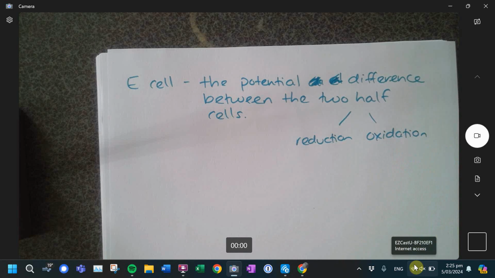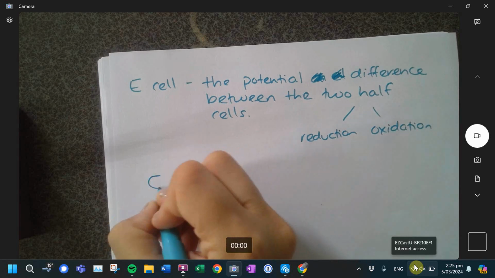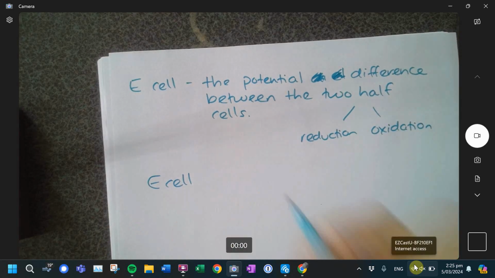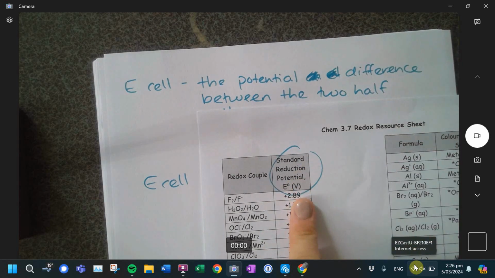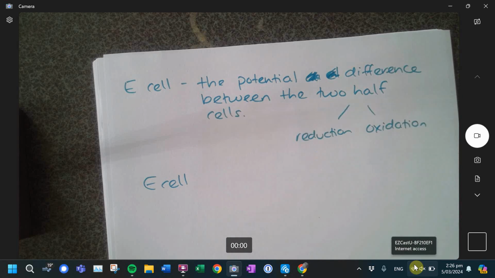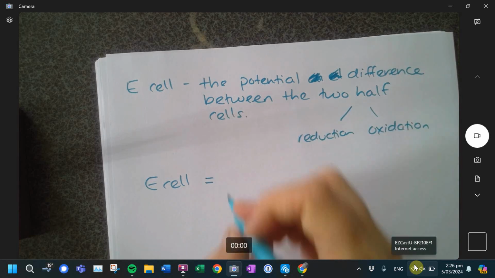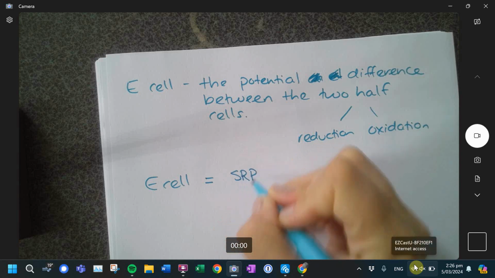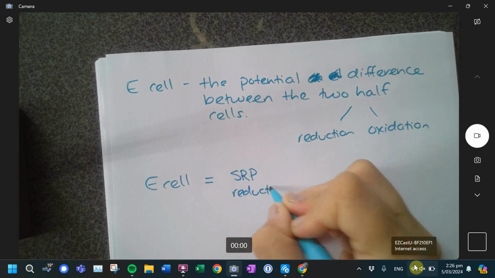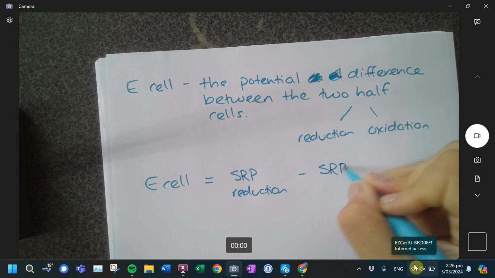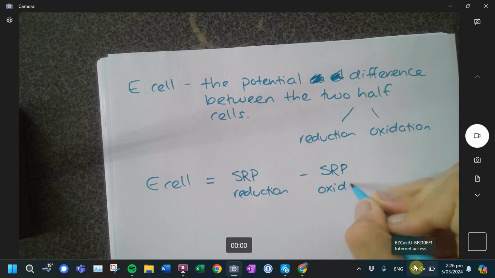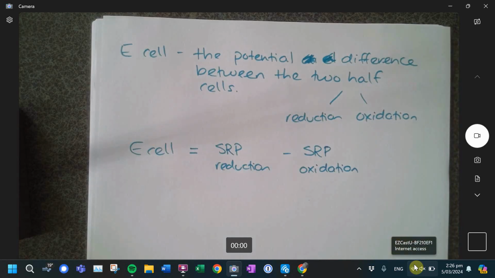Now I'm writing this as separate notes instead of on the exemplar sheet because I'm just giving you some background information. So when we calculate E cell, we are taking these numbers on your resource sheet, the standard reduction potential of the reduction half and subtracting away the standard reduction potential of the oxidation half. So I'm looking at those two numbers and doing that subtraction.